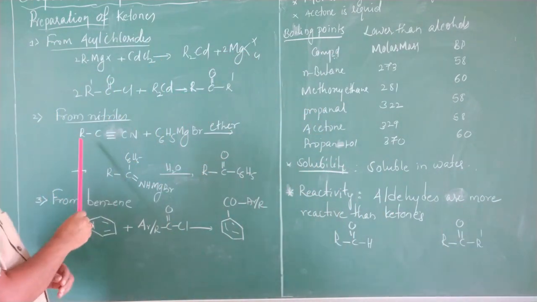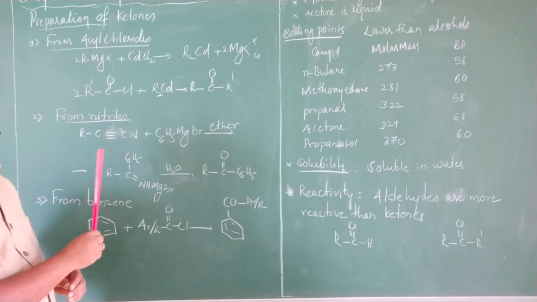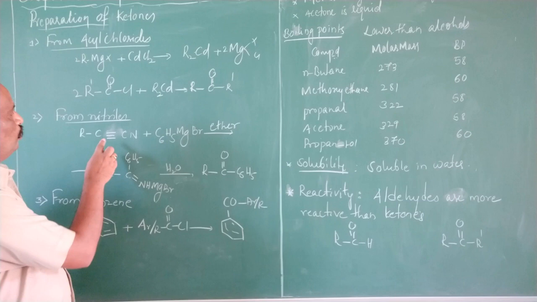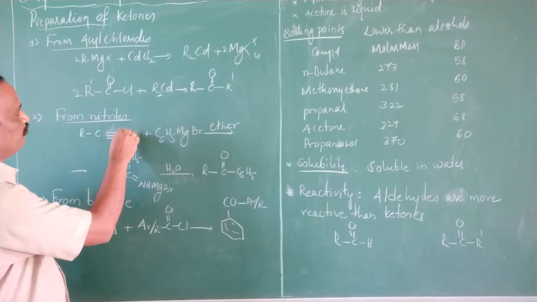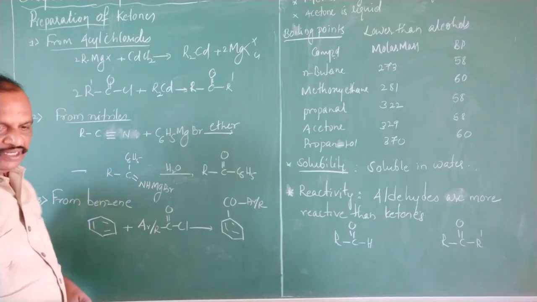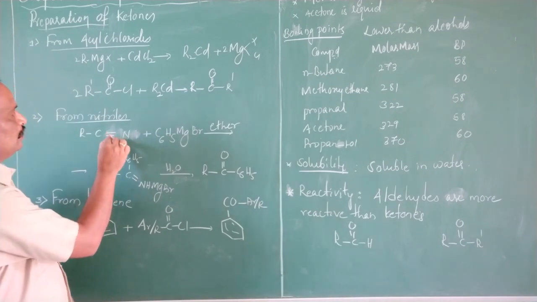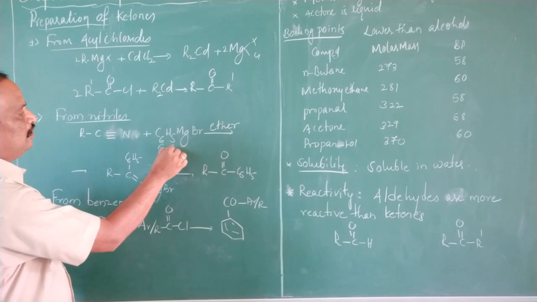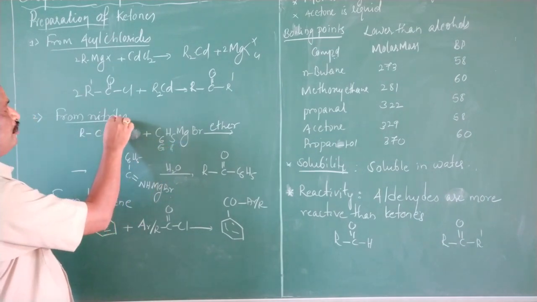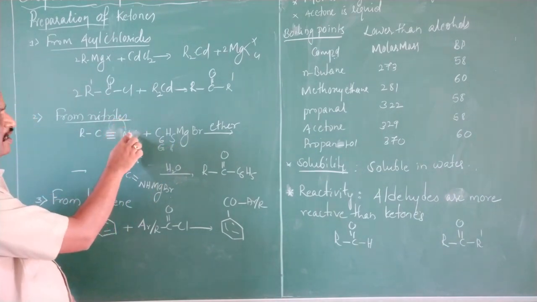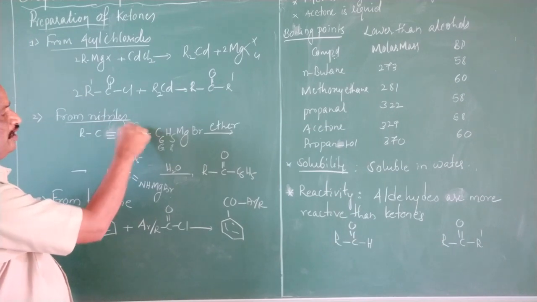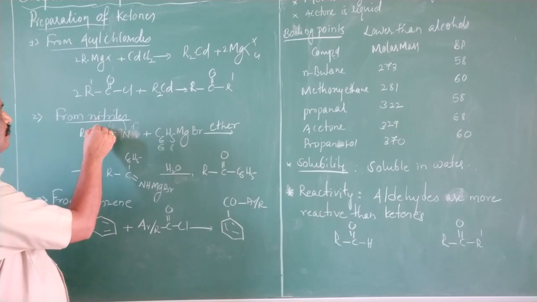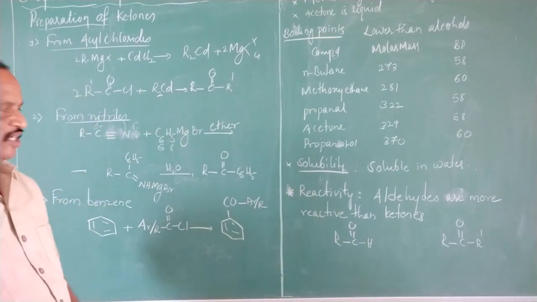So another method is from nitriles. Nitriles are nothing but cyanides. In between, we have the carbon-nitrogen triple bond. When treated with a Grignard reagent, see what happens: it undergoes the electromeric effect, temporarily shifting its electron density towards the electronegative nitrogen atom, which develops a slight negative charge, and the carbon develops a slight positive charge.